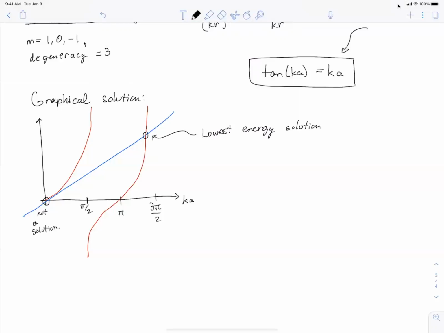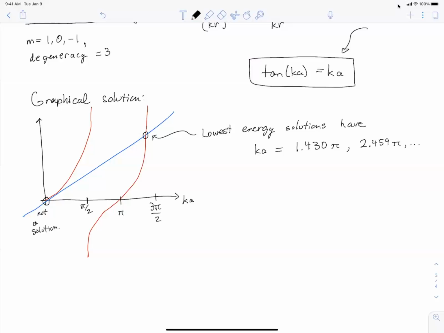Just by making graphs of it, you can tell it exists, and then you have to tell your computer to find it for you. Okay, and then as we go on, there's going to be more solutions as we go off to the right, because we're going to keep graphing the tangent function, and it will keep intersecting that line. So the lowest energy solutions have ka equals, it turns out, 1.430 something pi. And the next one is at 2.459 something something pi. Okay, and they keep going.